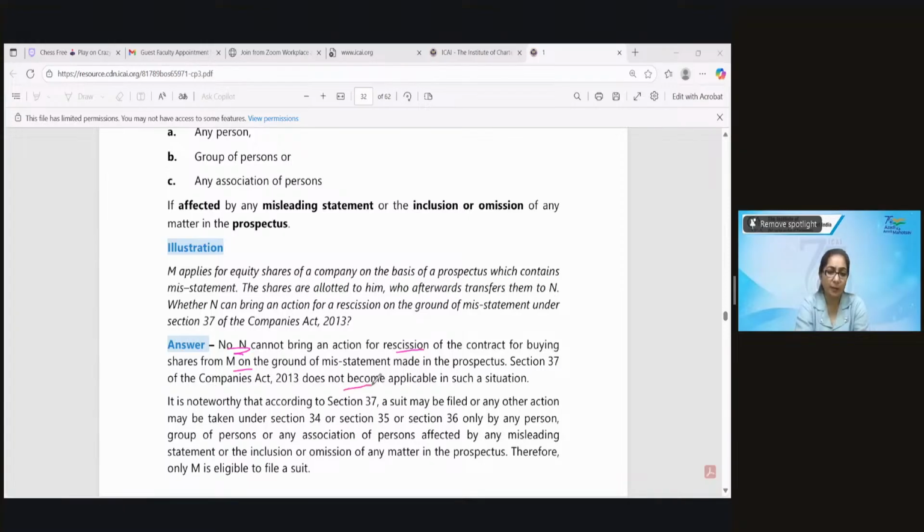Section 37 does not become applicable because it is a suit which is filed under Section 34, 35 or Section 36 by any group of firms. Therefore, only M is eligible to file a suit. N cannot file a suit. समझ आ गया? पढ़ लो इसको 2 मिनट लगाकर. कोई डाउट है तो पूछो. हाँ जी, चले आगे.